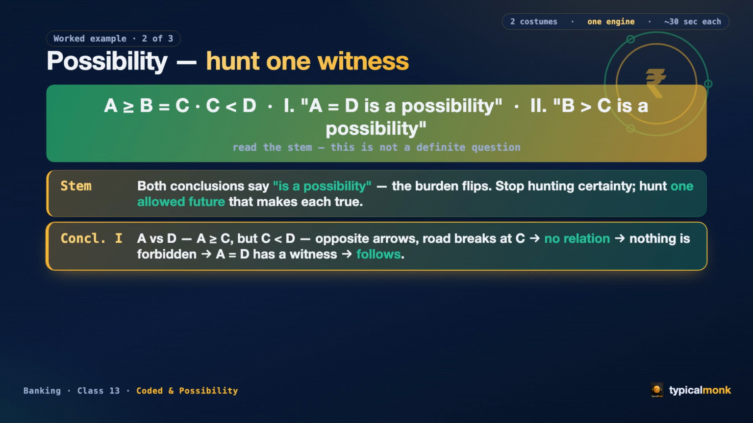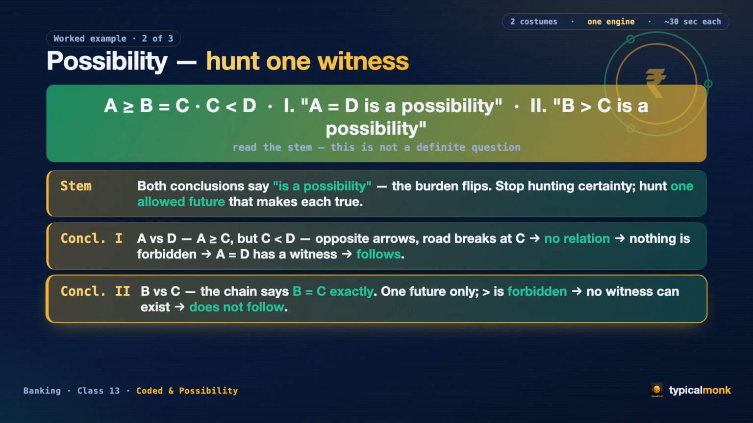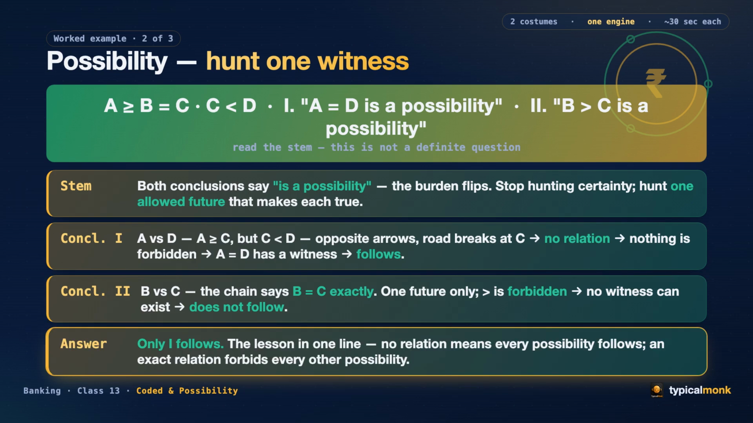And no relation means nothing is forbidden. A witness for A equal to D exists. Follows. Step 3. Conclusion 2. B versus C. The chain says plainly B equal to C exactly. Only one future is allowed. Greater than is forbidden. No witness can possibly exist. Does not follow. Step 4. The answer. Only one follows.